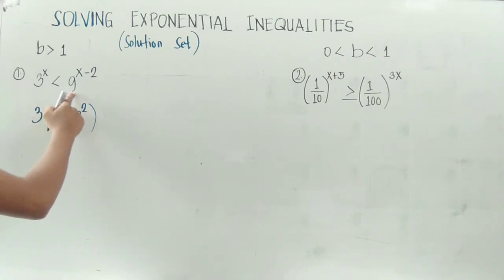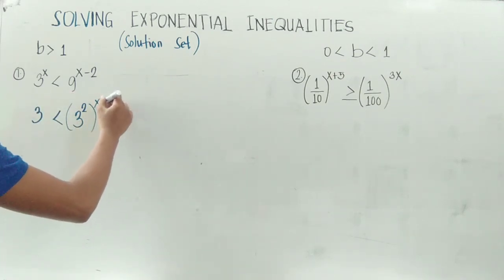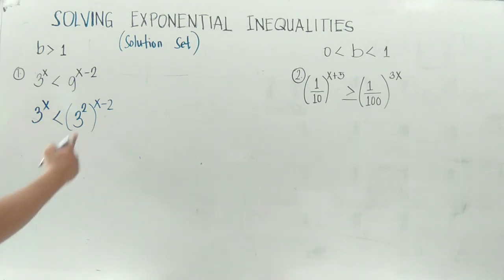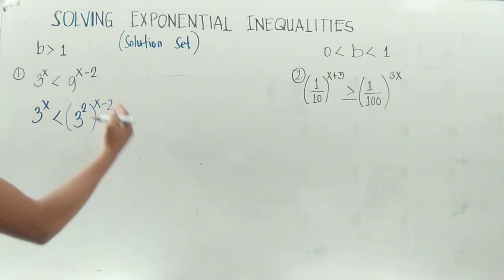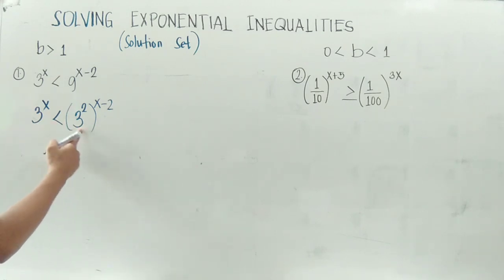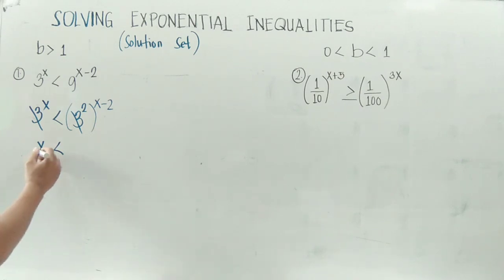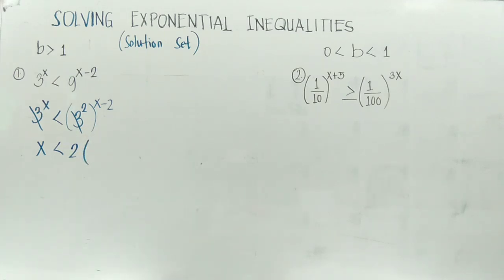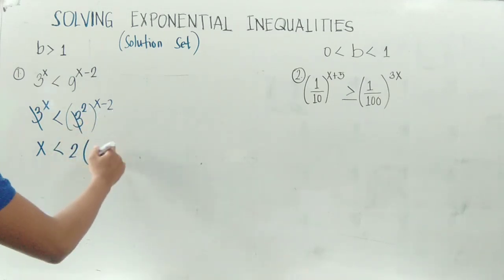So 3 squared is equal to 9. Then copy the exponent, x minus 2. And we copy the exponent of 3 in here, which is x. Okay? Using the power rule, or power raised to another power. And after making the bases the same, we will disregard the base and just copy the exponents. So copying x, then we have 2 using the power rule, or exponent raised to another exponent.